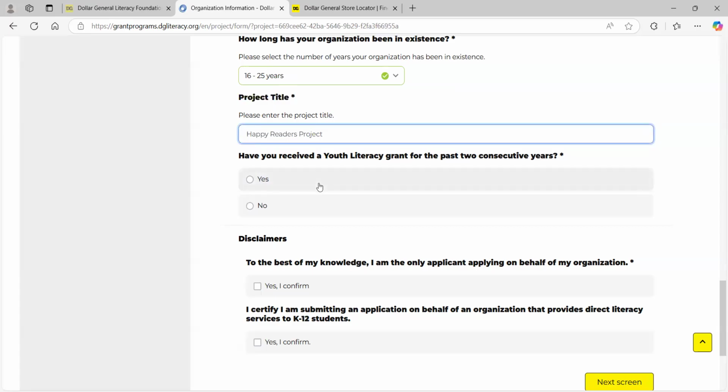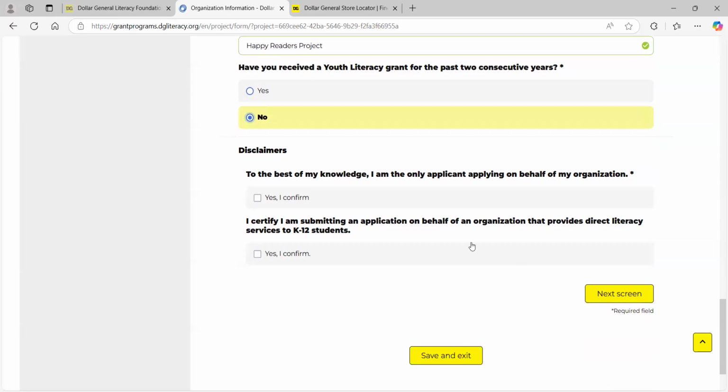Now, the next question is, have you received a youth literacy grant for the past 2 consecutive years? No, never have received one, never have applied for one. Disclaimers. To the best of my knowledge, I am the only applicant applying on behalf of my organization. That would be yes, I confirm that. I certify I am submitting an application on behalf of an organization that provides direct literacy services to K through 12 students. Yes, I confirm that. Now we can go to the next screen.